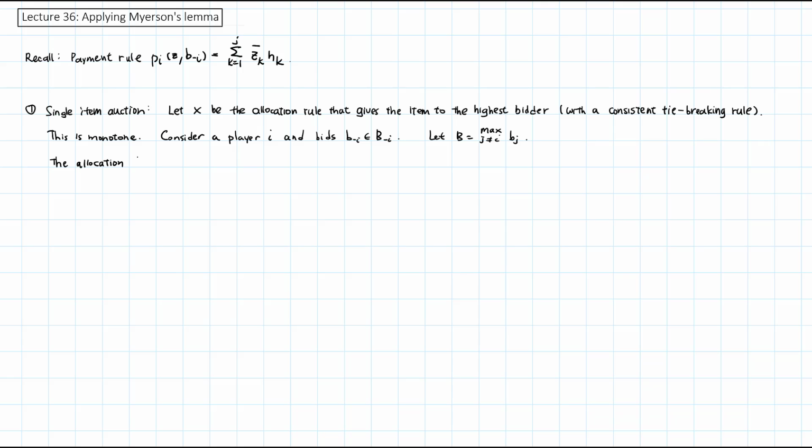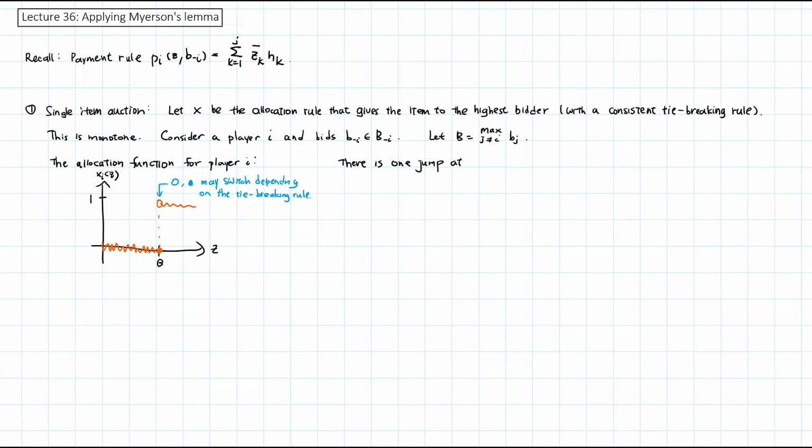So what does the allocation function look like for player i? We need to look at how much a player gets depending on what bid they give. We see that when a player bids B or less, they get 0. If they bid more than B, then they are the highest bidder, so they will get the item and the allocation is 1. What happens at B, whether the allocation is 0 or 1, depends on the tie-breaking rule, but it will not affect our analysis. So the allocation function has one jump at z equals B, and the jump height is 1.